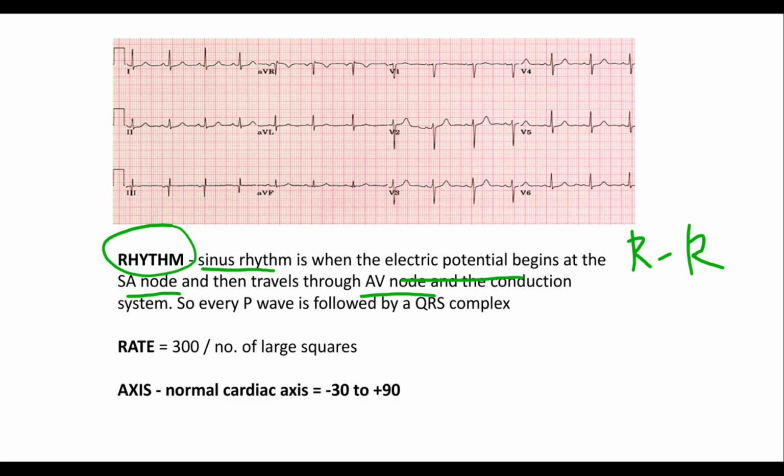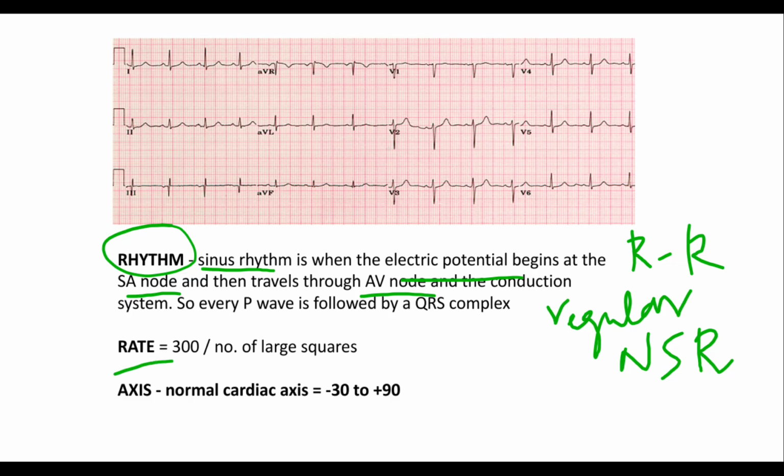If the RR interval is fixed, it's called regular. If every P wave is followed by a QRS, it's called sinus rhythm. So regular and normal sinus rhythm. That's how you comment. NSR means normal sinus rhythm. Okay, that is regarding the rhythm.